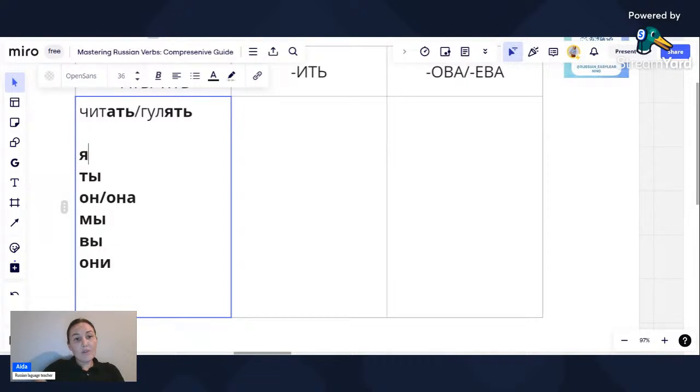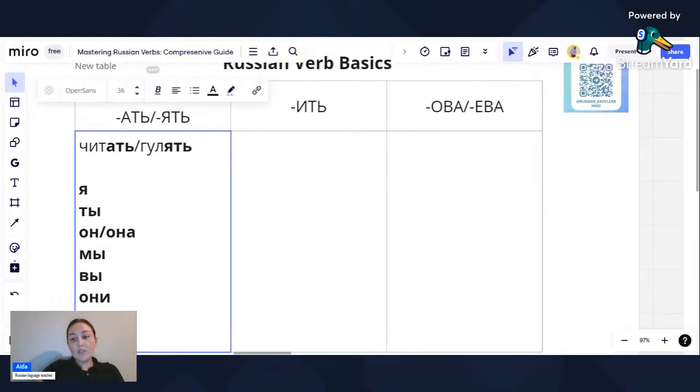Я. When you change the verbs of the first group, the first thing you have to do is cut the т. You need to use this part, чита, and then put the personal ending. For the pronoun я, we put the ending ю. Я читаю. It means I read or I am reading. Я читаю. Ты, you read or you are reading. Ты читаешь. Он, она, look, you have to use this part. Он, она читает.